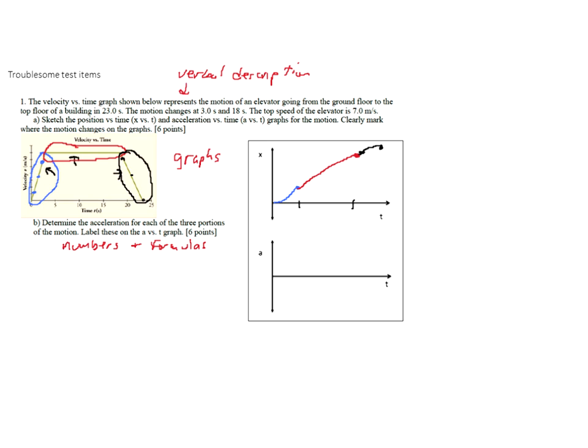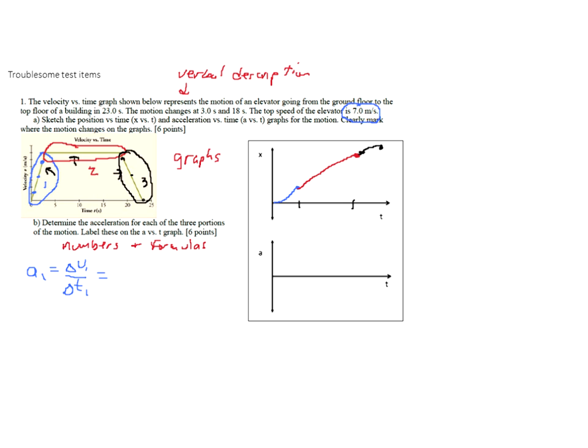All right. So now it says determine the acceleration for each of the 3 portions of the motion. So if we call this section 3, we call the red one section 2, and if we call the blue one section 1, a1 is equal to delta v1 over delta t1.